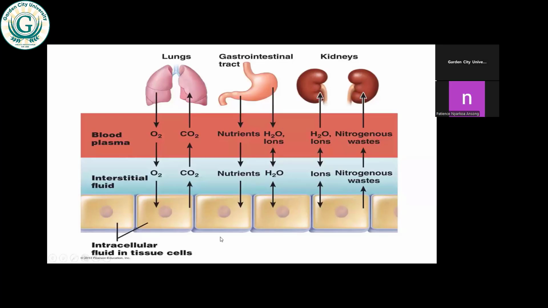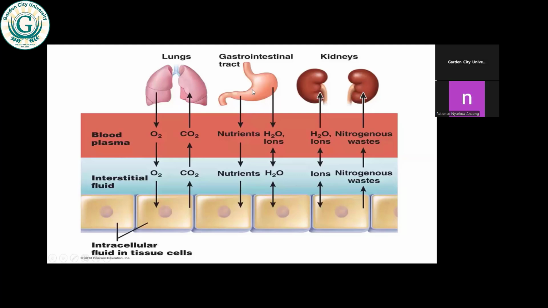Metabolism occurs, and carbon dioxide is produced as a byproduct. Carbon dioxide diffuses out of the cell into the interstitial fluid, and eventually diffuses into the blood. Then blood takes it to the lung level where you expire the air.